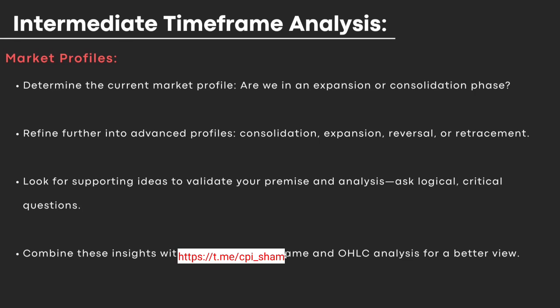Moving on, here in this slide, let's break down the process of market profiles for intermediate time frame analysis. First of all, you're going to determine the current market profile. You're going to ask yourself, are we in an expansion phase where price is trending in a clear direction, or are we in a consolidation phase where price is in a range bound condition? And this is going to be the foundation of your analysis, right? Because once you understand the market's current behavior, then you can make much more informed decisions based off of that.